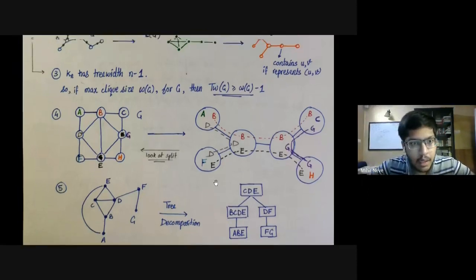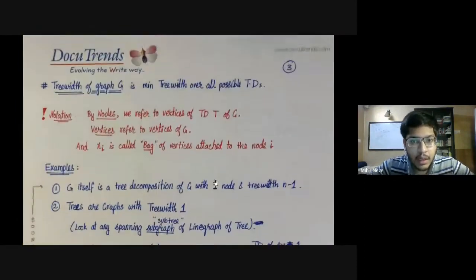Once you define it for a tree decomposition, you define it for a graph G. The tree width of a graph G is the minimum tree width over all possible tree decompositions. Like I'll draw all possible tree decompositions, find the tree width for each of them, and then find the minimum.